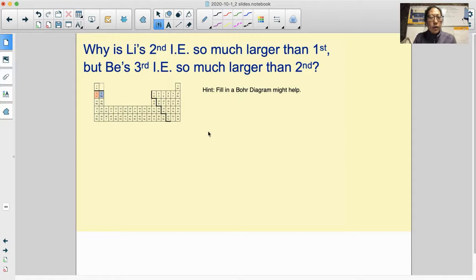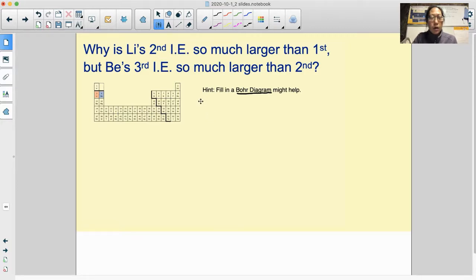All right, so here is a similar problem. Why is lithium's second ionization energy so much larger than the first, but beryllium's third ionization energy is so much larger than the second? So again, Bohr diagrams are helpful, or the Bohr model can help you think about this.